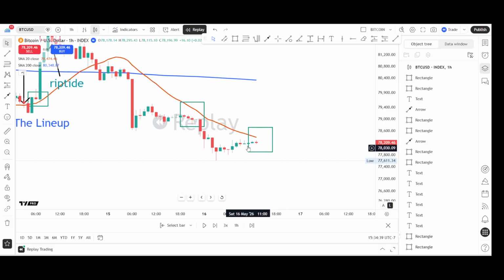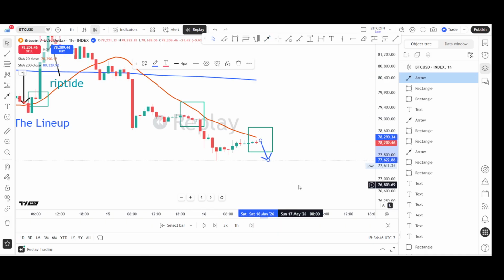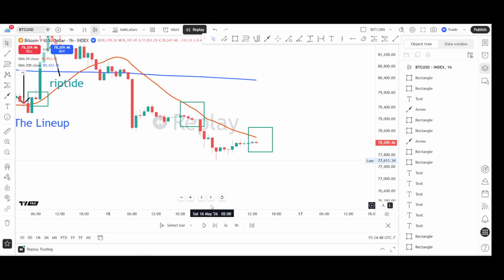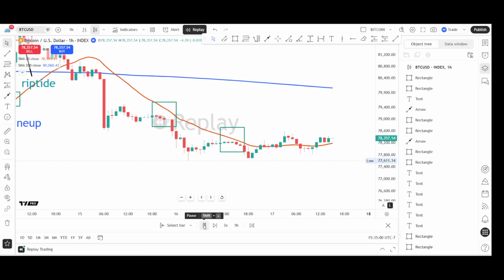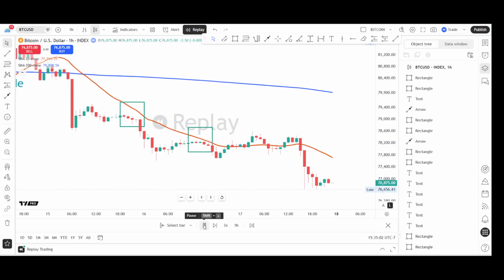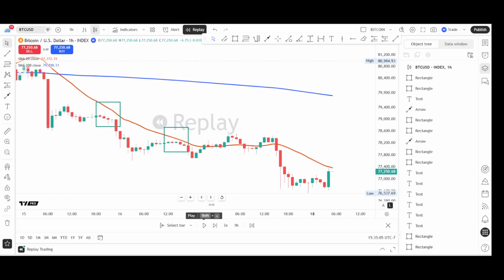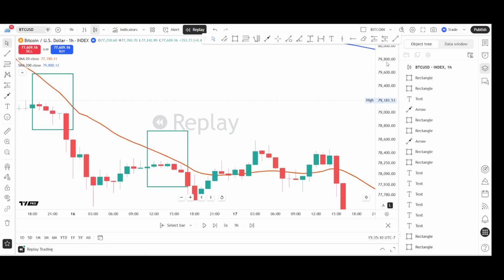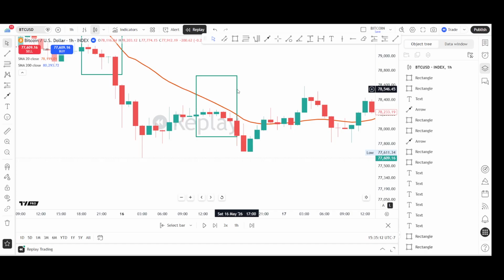When do we get in? All we're doing is step 1. We're being ready to surf where the waves are. If a wave gives us an entry, we could get in. Let's find out what happens. So it kind of rode the 20. You could want to get in here.